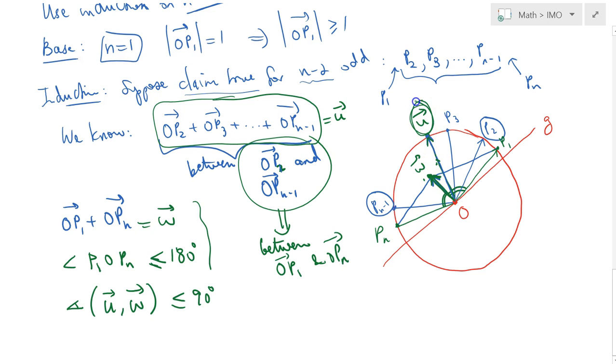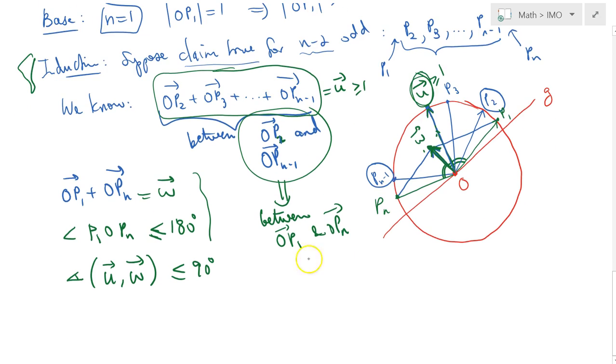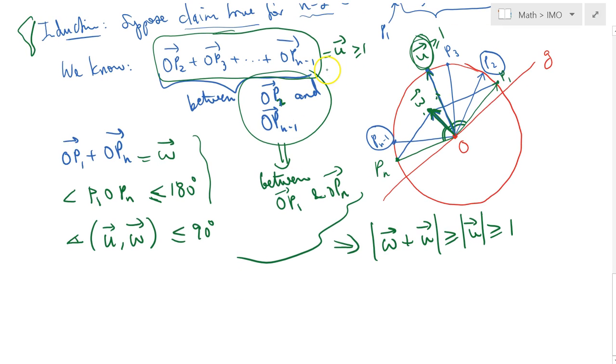So therefore, vector U and vector W are very close to each other. But then the size of vector U is greater than or equal to 1, as we noticed earlier, because it works by our induction hypothesis, right? So knowing that this is at least 1, combining all these, this implies that the size of W plus U would be greater than or equal to the size of U, which is greater than or equal to 1.